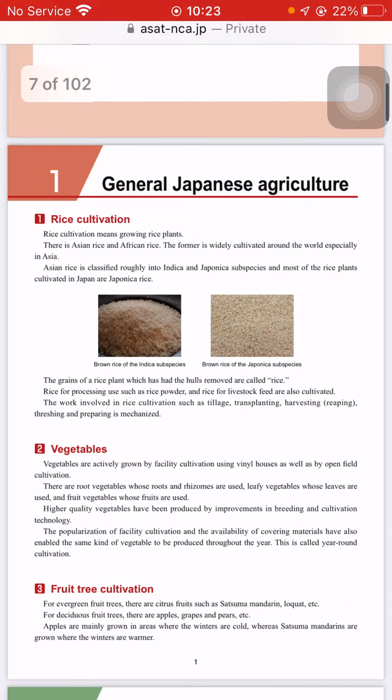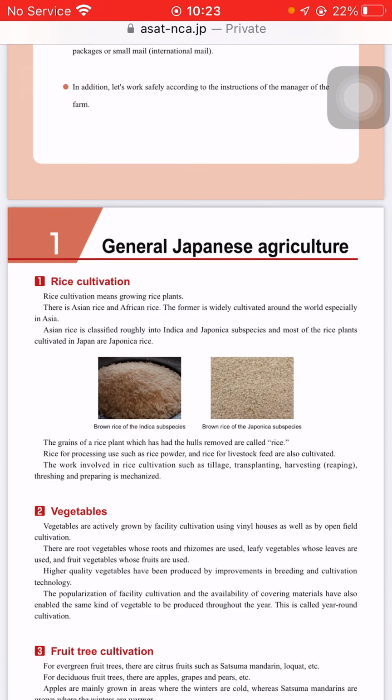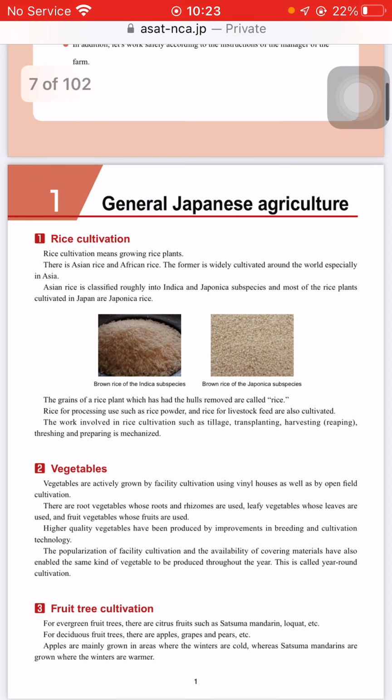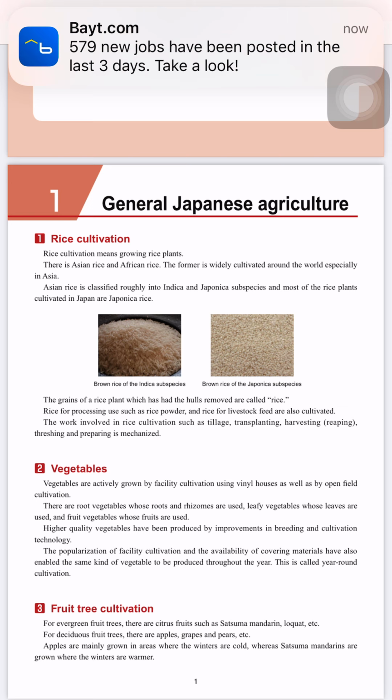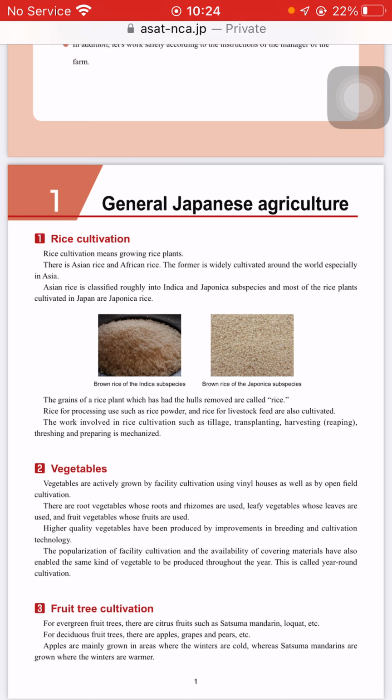So at first, general Japanese agriculture, rice cultivation. Rice cultivation means growing the rice plant. There is Asian rice and African rice. Asian rice is widely cultivated around the world, especially in Asia. Asian rice is classified roughly into Indica and Japonica subspecies, and most of the rice plants cultivated in Japan are Japonica rice.